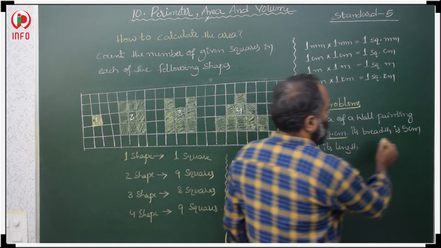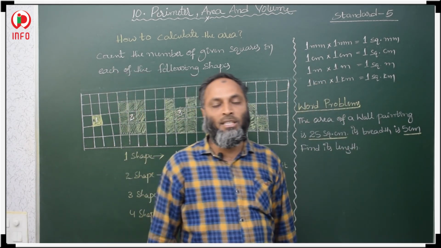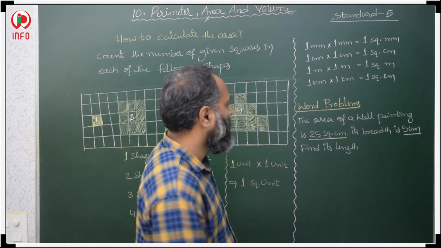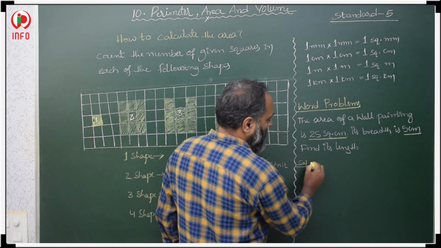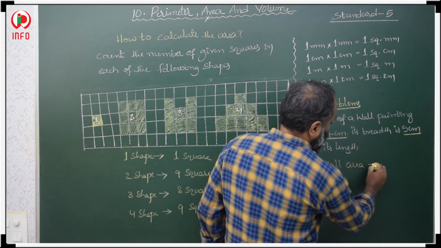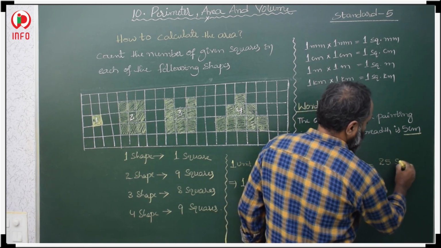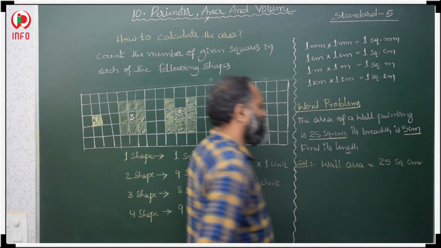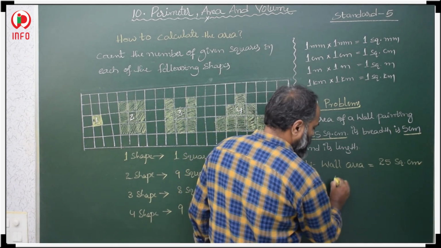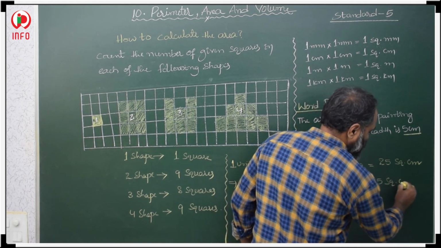In that, the wall breadth is given as 5 centimeters. If the wall breadth is 5 centimeters, then what is the length of the wall? Here the wall area is given, equal to 25 square centimeters. The wall is rectangular in shape, so area is always length into breadth. Length into breadth is equal to 25 square centimeters.